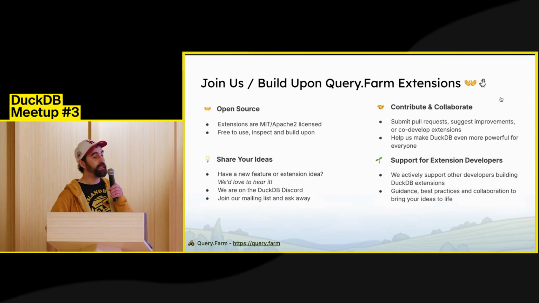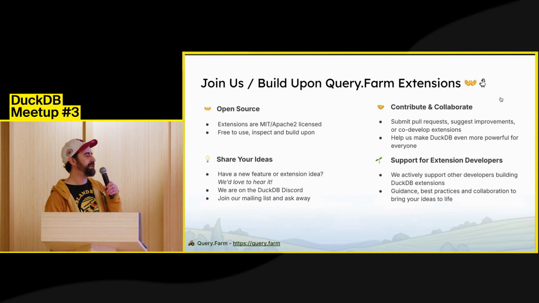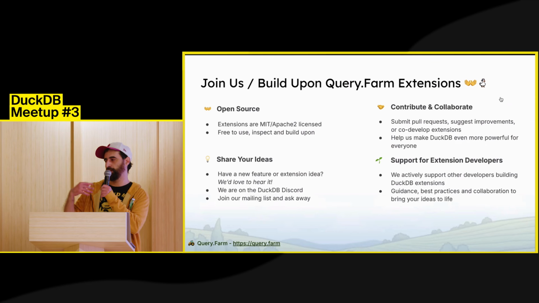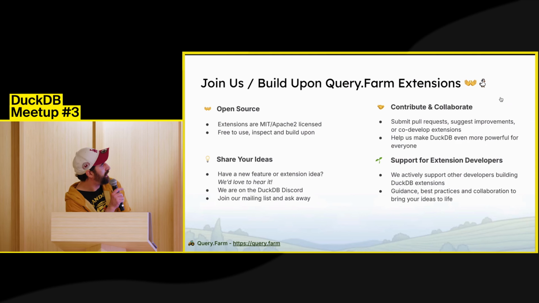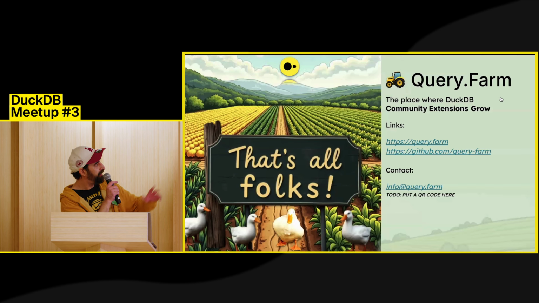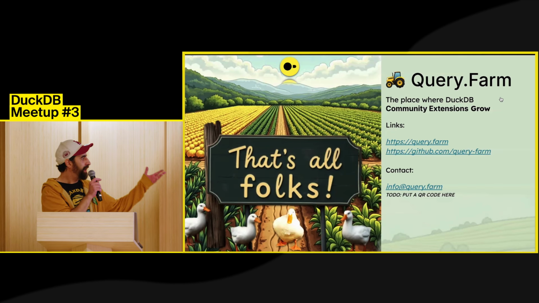We're available on the DuckDB Discord pretty much all the time. So if you go in there in the community extensions or extensions repository and you write anything, even if it doesn't have anything to do with us, eventually we'll pop in and have something to say. So it's really easy to find us there. We also have a mailing list, a bunch of other things. I think I put them in the last slide. There you go. So query.farm is the URL. Of course, on GitHub or query.farm info.